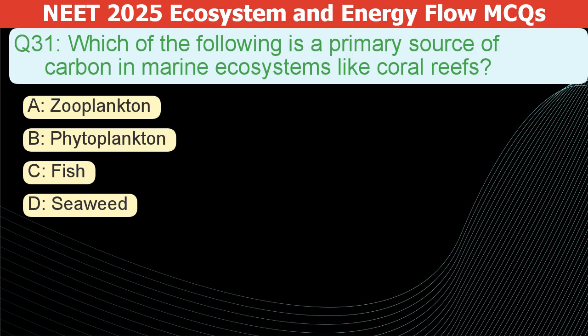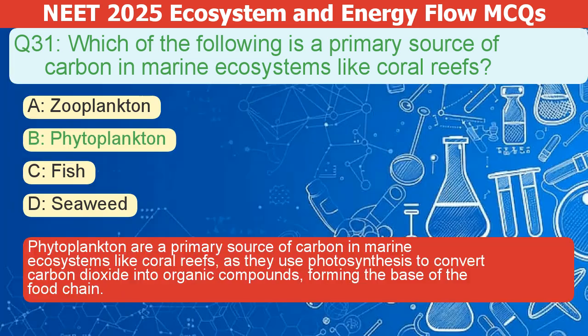Which of the following is a primary source of carbon in marine ecosystems like coral reefs? A. Zooplankton. B. Phytoplankton. C. Fish. D. Seaweed. The correct answer is B. Phytoplankton are a primary source of carbon in marine ecosystems like coral reefs, as they use photosynthesis to convert carbon dioxide into organic compounds, forming the base of the food chain.